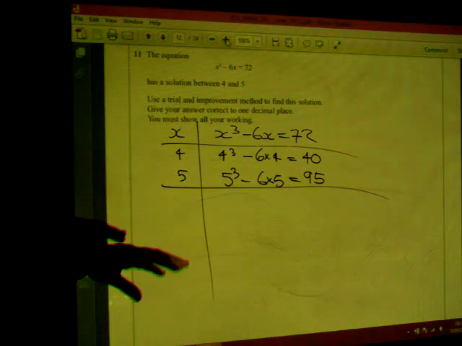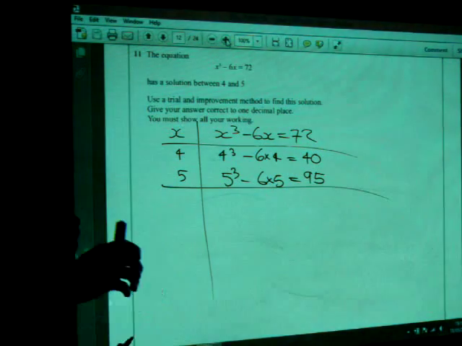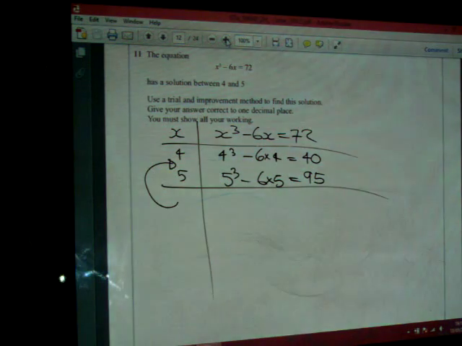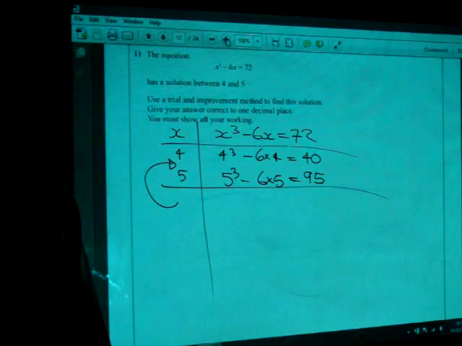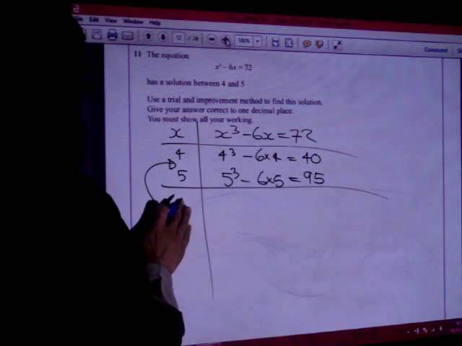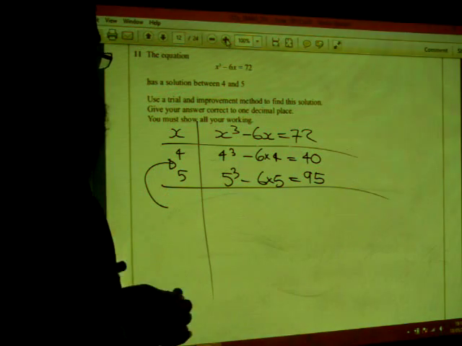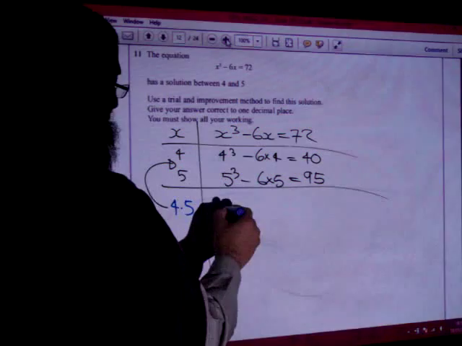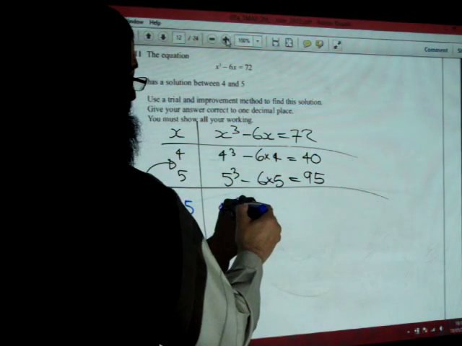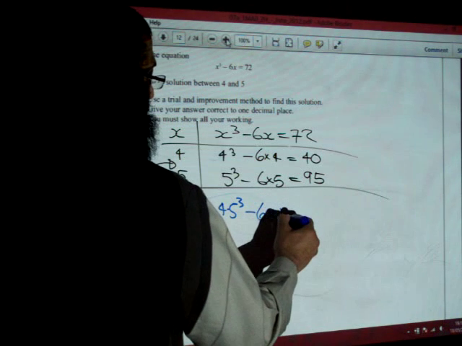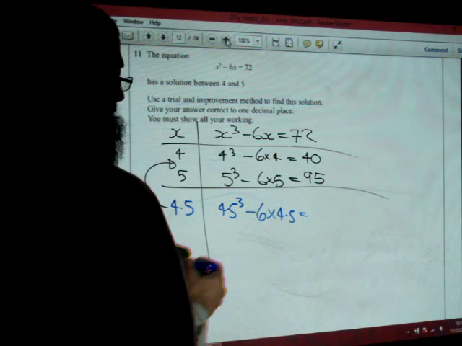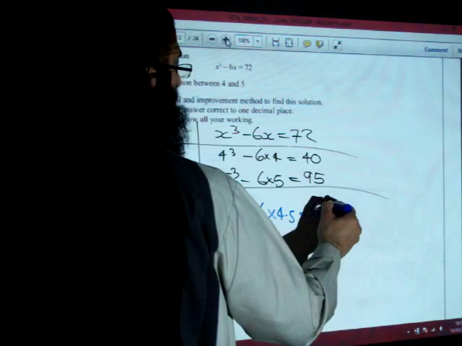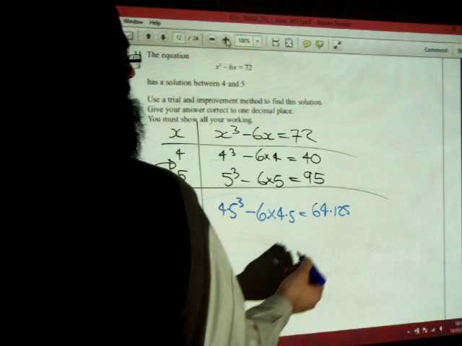So where should we start with the next part of the question? We need to go in between these two numbers. Should we start off roughly halfway? Yeah. So if we start roughly halfway, the second part of the calculation is going to be 4.5. So now we do 4.5 cubed minus 6 times 4.5. Let's work that out now. We get 64.125. So we're getting closer.